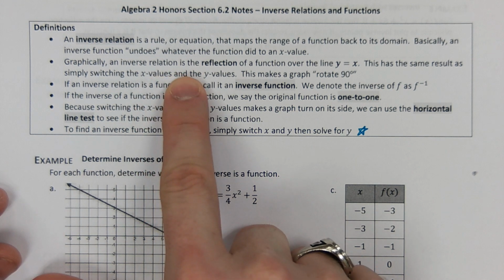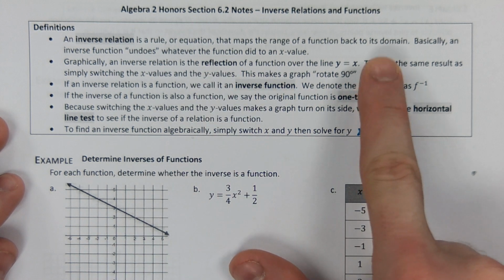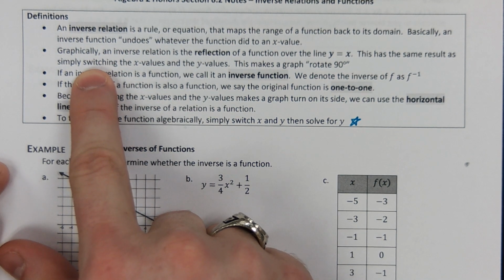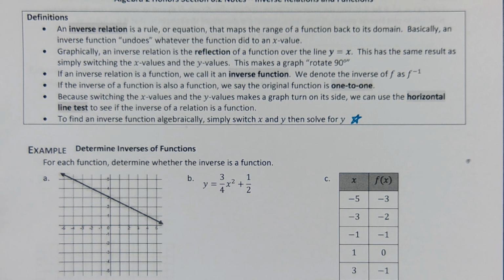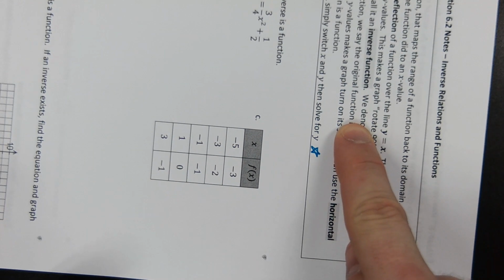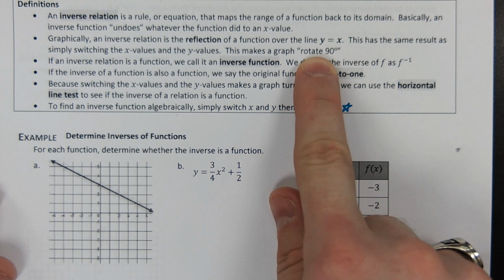An inverse relation is the reflection of a function over the line y equals x. That's a big deal. We're going to call that the reflection principle. This is the same result as just switching x and y for every single coordinate. We did it way back in the day, and we're going to do it again today. We're going to get x comma y's, switch them and replot them. That has the result of turning your paper 90 degrees. That's what it looks like. Not your paper, your graph.